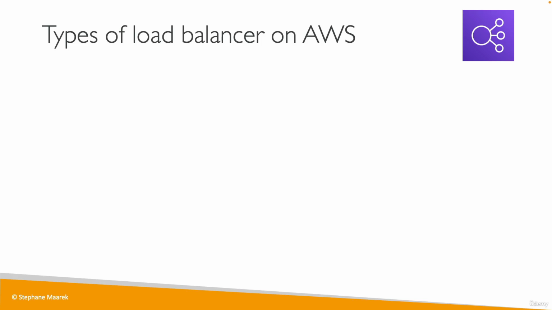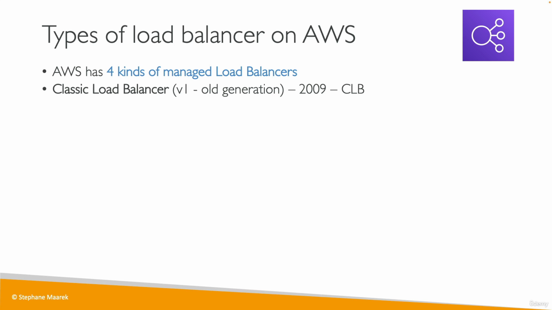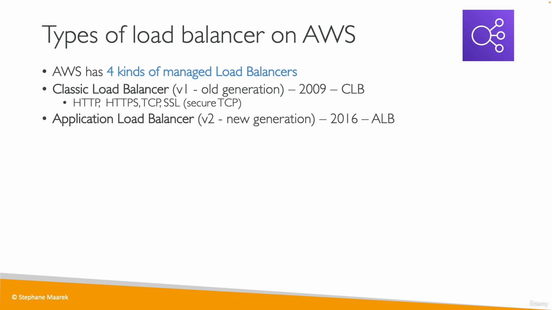Okay, so now let's talk about load balancers on AWS. So you have four kind of managed load balancers. You have the classic load balancer, which is old generation, which supports HTTP, HTTPS, TCP, and SSL, which is secure TCP. You have the ALB, application load balancer, which is V2, new generation, and it supports HTTP, HTTPS, and WebSocket.